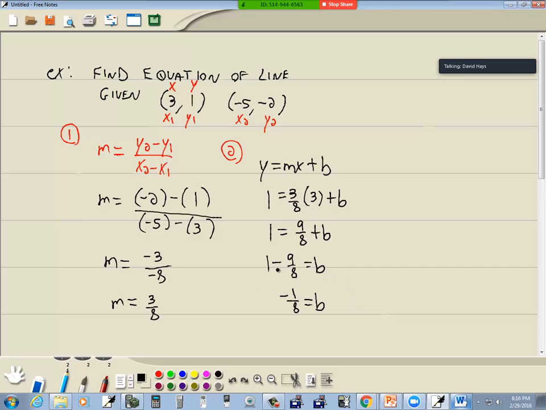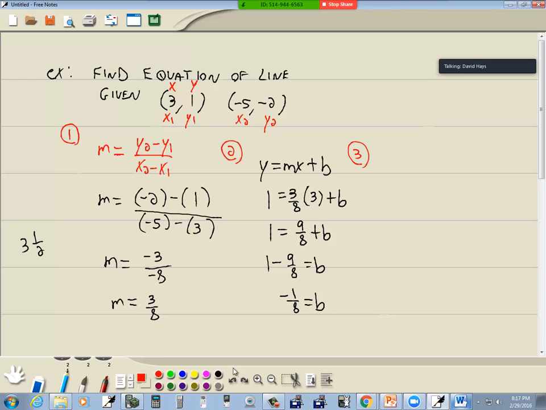Now that's the same concept as when we simplified 3.5 earlier. You took 3 times 2 is 6, plus 1 is 7. So again, we took 1 times 8 is 8, plus negative 9 gives us negative 1.